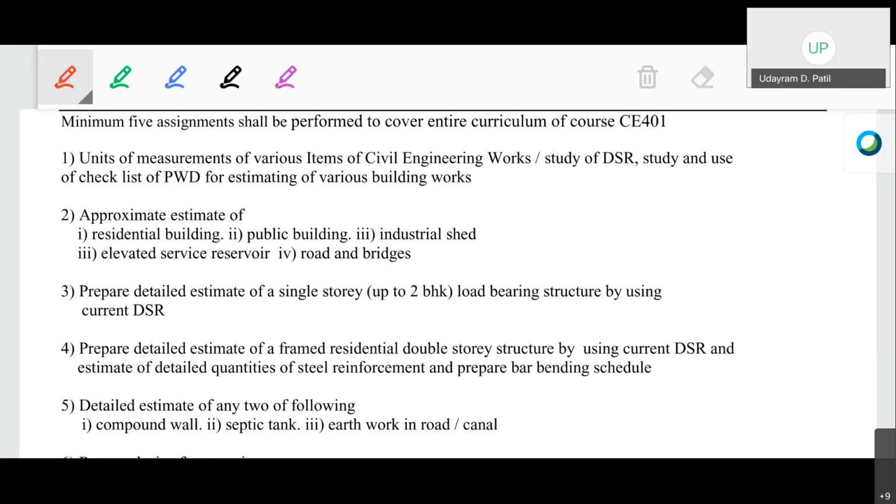Now for the next practical, the first 2 assignments are done. For the next practical or the next assignment, you have to prepare the detailed estimate of the single story structure. Okay, single story load bearing structure.